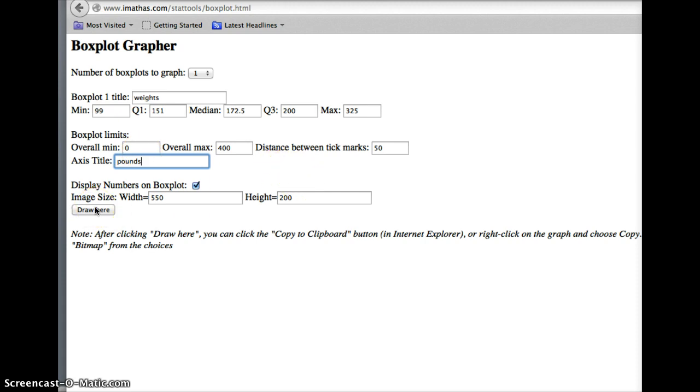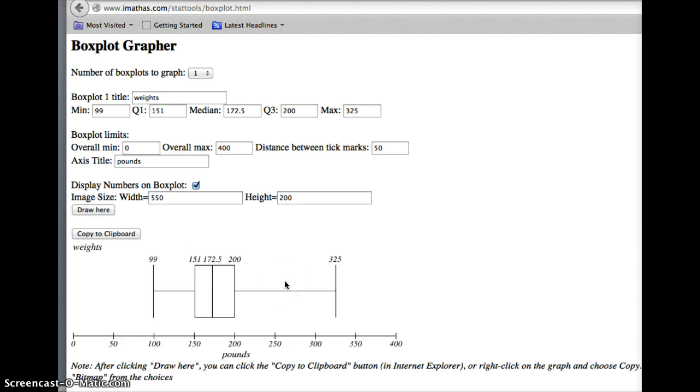If we hit graph, the applet will go ahead and give us a visual for the data that we're working with here. So you can see the tick marks on the bottom representing pounds. Weights of individuals are what we're looking at here. You can see the median of 172.5 is in the middle, 151 is here, 200 is here. The whisker goes all the way down to the minimum of 99. The whisker goes all the way to the maximum of 325. So this gives us a visual representation of the data to describe the behavior, recognizing that half of the people, the middle box represents the middle 50%, range from 151 pounds to 200 pounds. So that gives us an idea about how the data behaves.